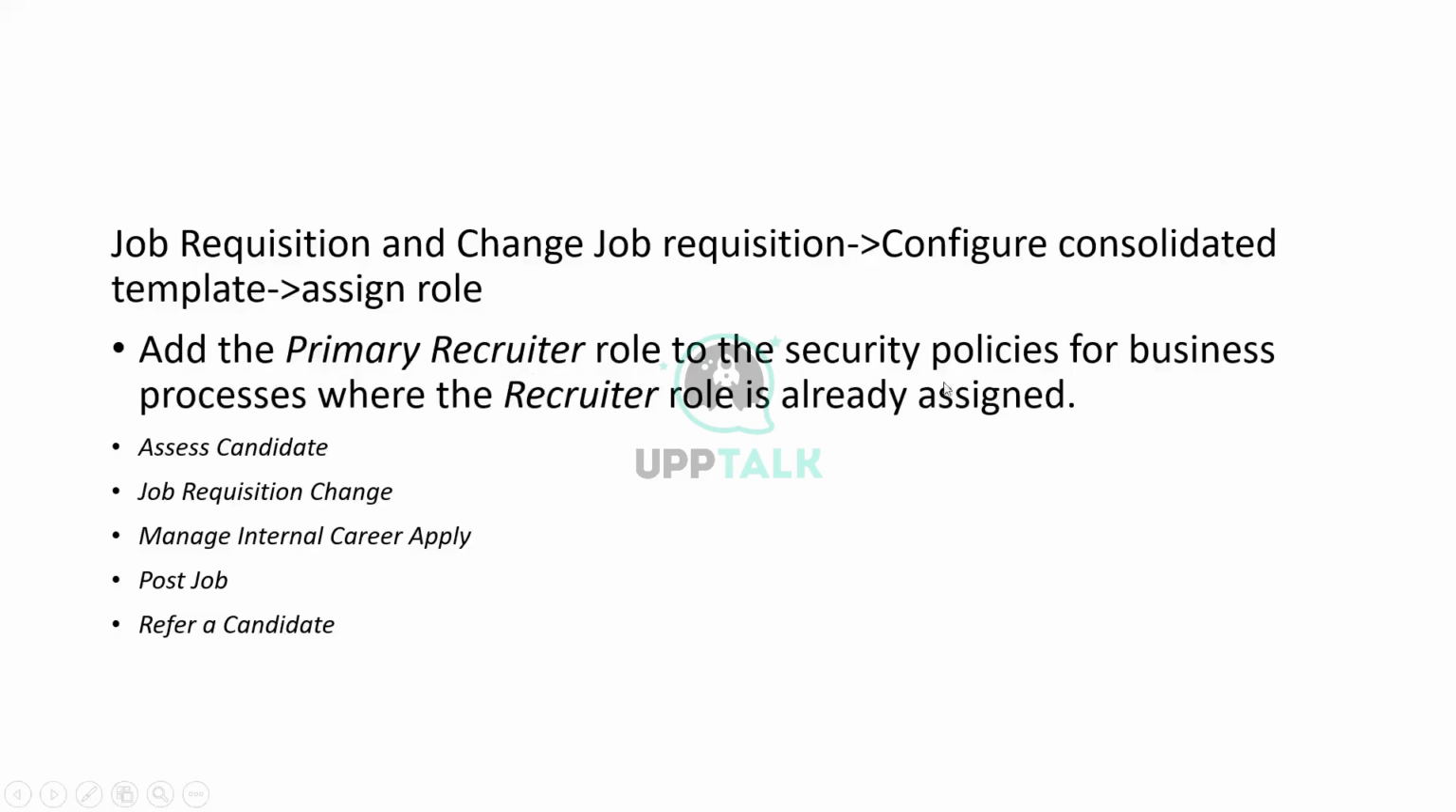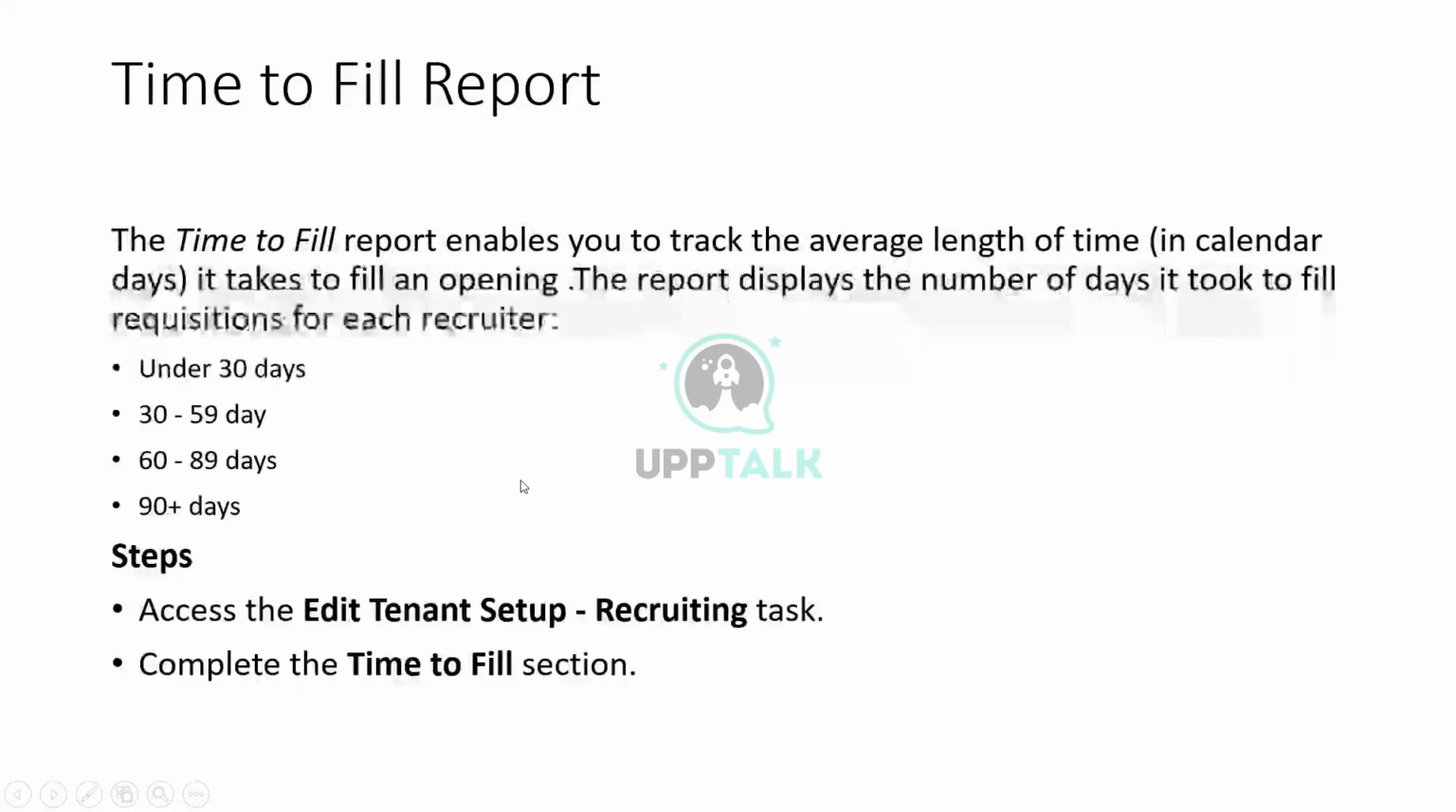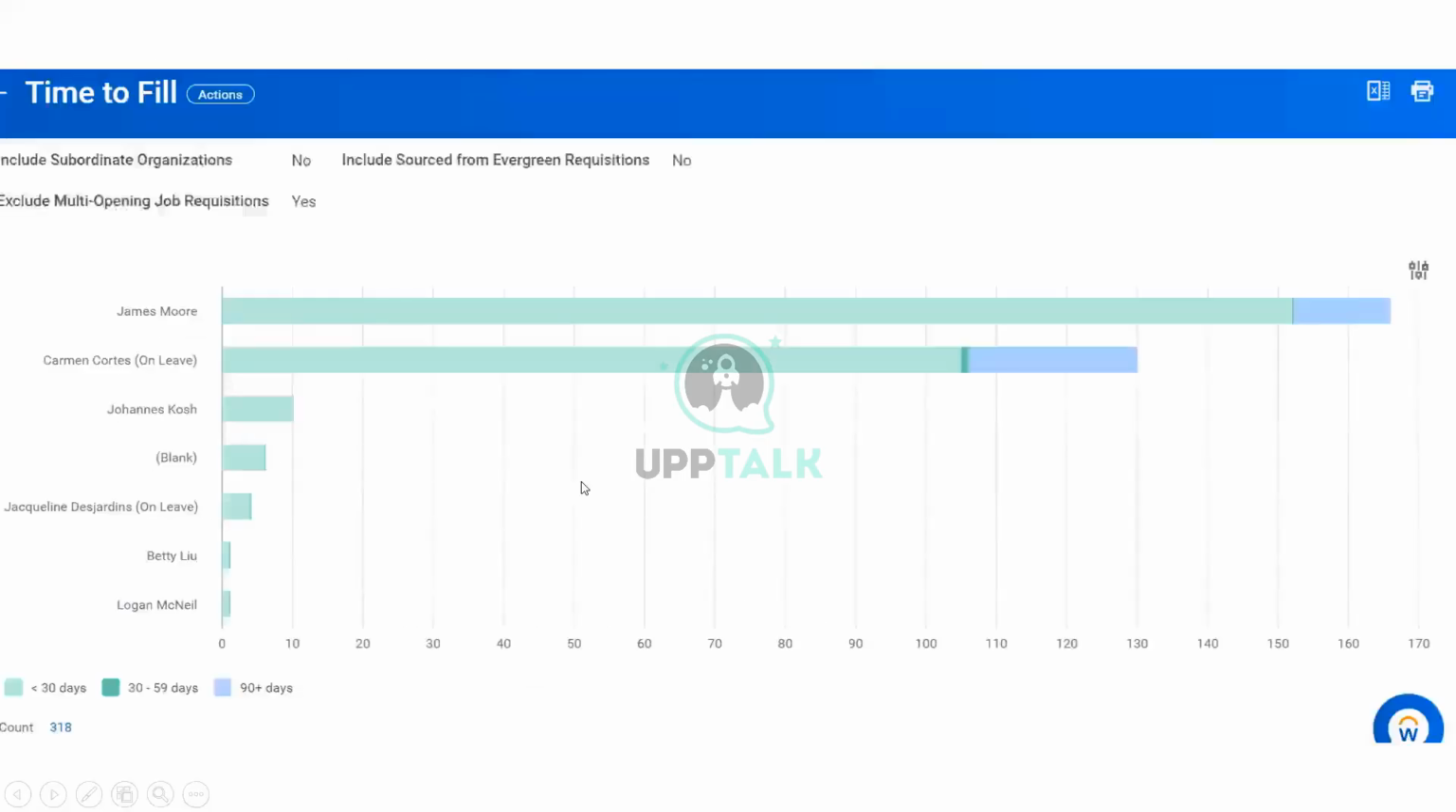Then we just have to add the primary recruiter role to the security policies, like how we do it for other security groups, and we can add primary recruiter in all the sub-processes as well. Time to fill report is the one which I think we discussed yesterday also. It is just to check the productivity of recruiters, and we discuss with the client what the calculation would be, like start date and end date. That's how it looks.